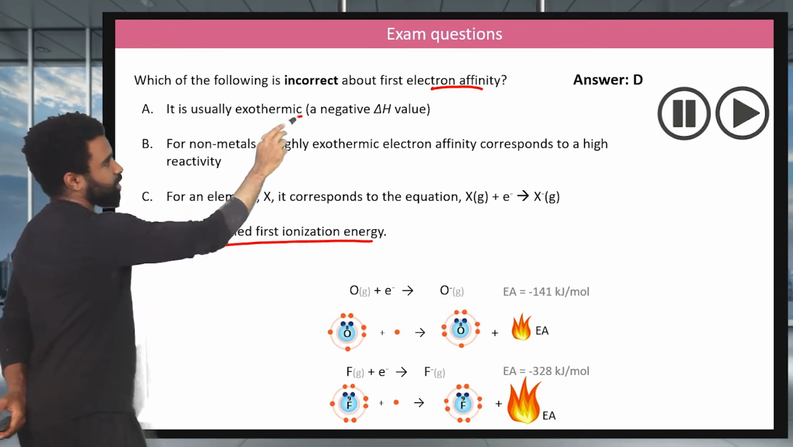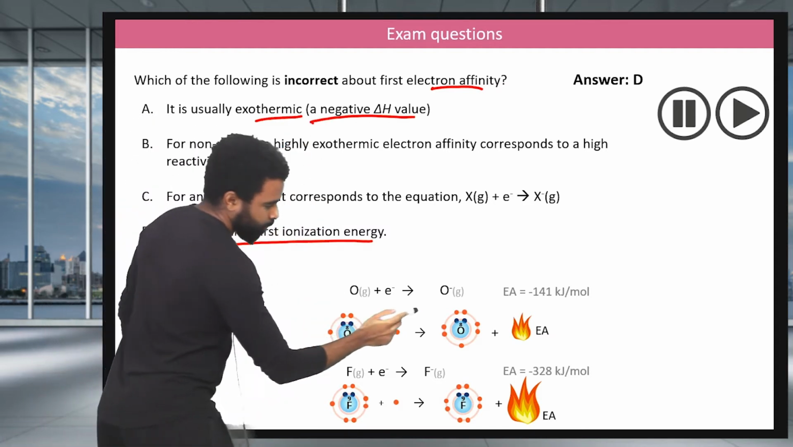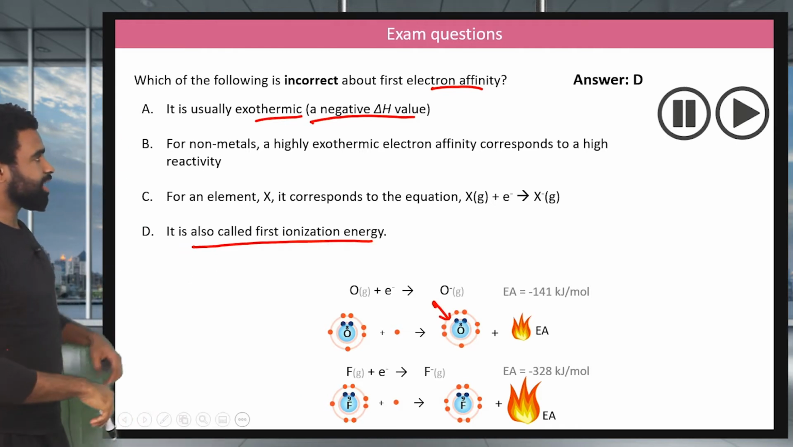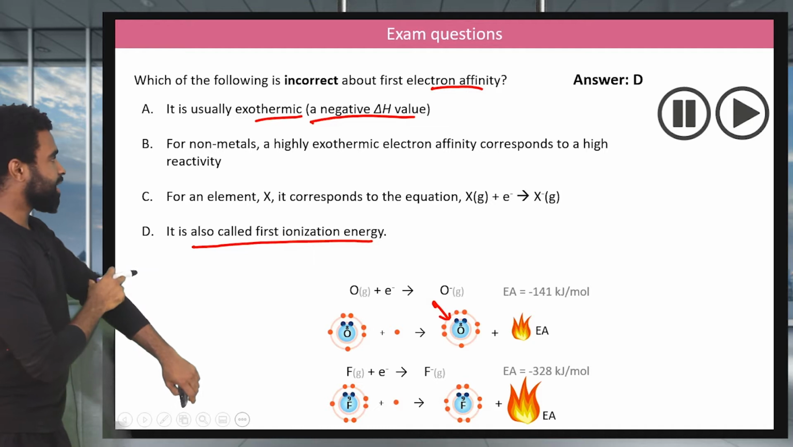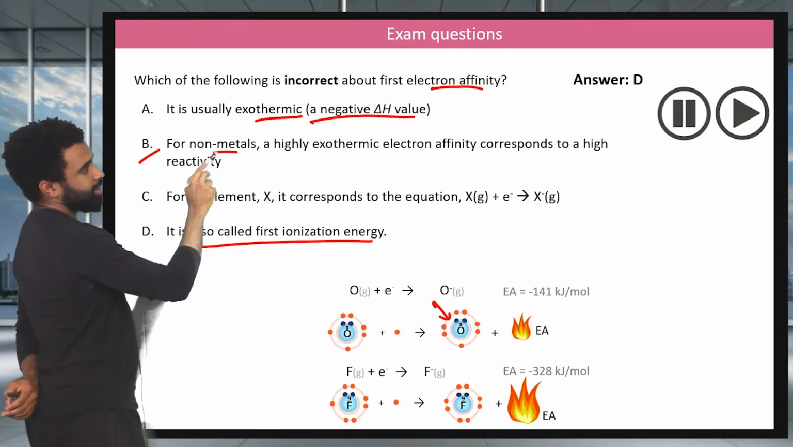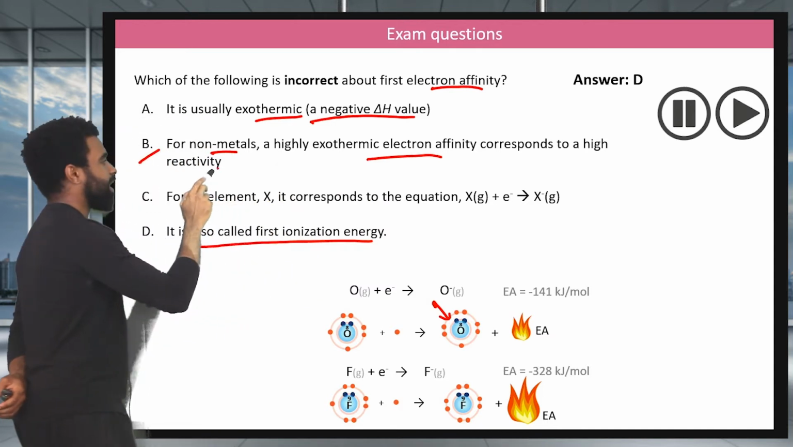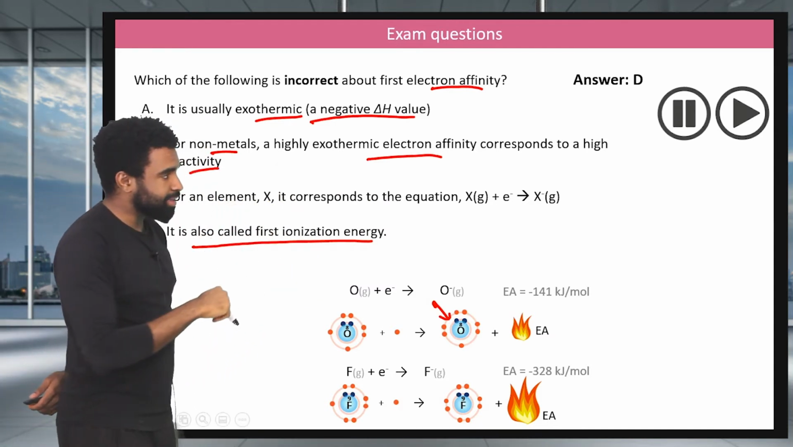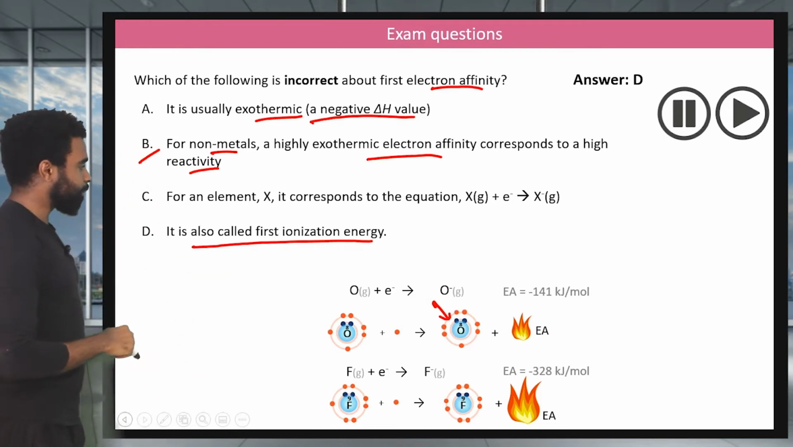It is usually exothermic. We said that is the case, right? Because energy is lost from the system when an electron falls into the atom. That's usually for the first electron affinity. Secondly, for nonmetals, a highly exothermic electron affinity corresponds to a high reactivity. This we said at the beginning of the first slide. I haven't really explained it yet. We'll do that in an upcoming slide.